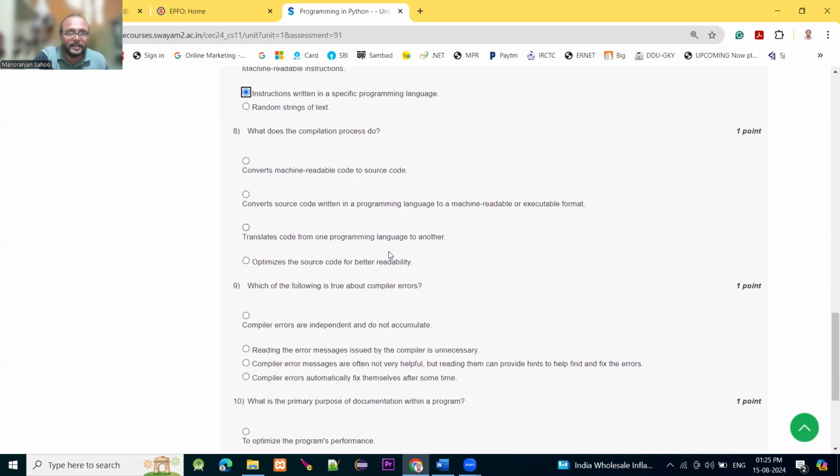Moving to question number 8. Question is, what does the compilation process do? Okay. First one is converts machine readable code to the source code. No. Second one is convert source code written in a programming language to a machine readable or executable format. Yes, this is the right answer.